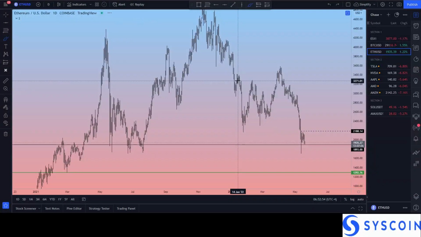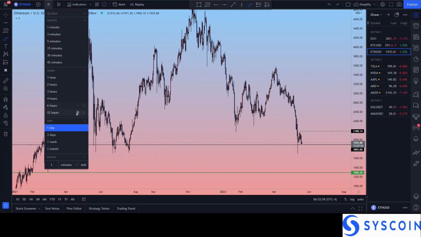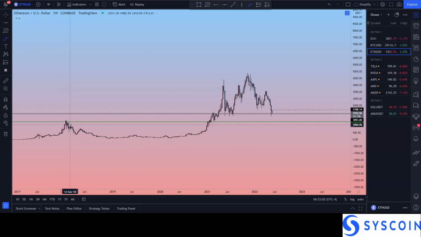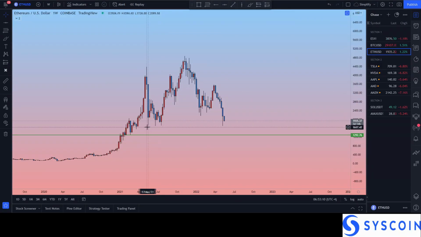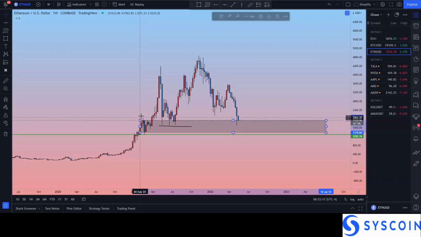We can go to the ETH chart, and let's see, just put this on the weekly, just get a view on it. So yeah, you have your previous all-time highs here. You have, let's just delete this stuff for now, you have all these lows right here, right? And then you have your weekly demand in here.